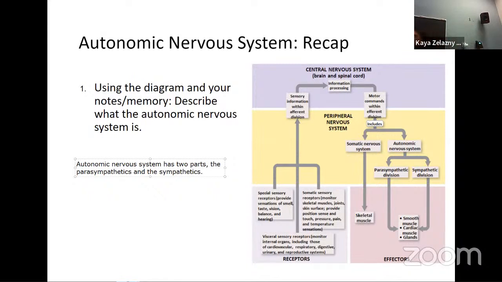Okay. What else? What else do we know about the autonomic nervous system? How about where is it going? Where is the autonomic nervous system going? Is it going into the central nervous system or out of the central nervous system? Going out, right? Okay, so let's put that up here. So the way we're going to describe that is we're going to say, for our purposes, it's part of the efferent division, and it's in the peripheral nervous system. Okay, efferent meaning we're sending out commands.